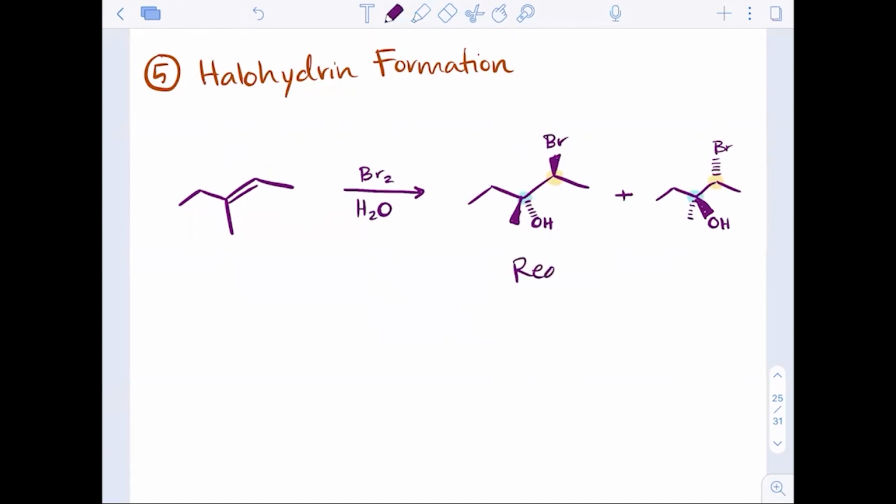So this is a regioselective reaction. It will happen in the same way as our halogenation. That's why we're kind of pushing reaction 4 and 5 together. Regioselective, the alcohol is on the more substituted carbon.